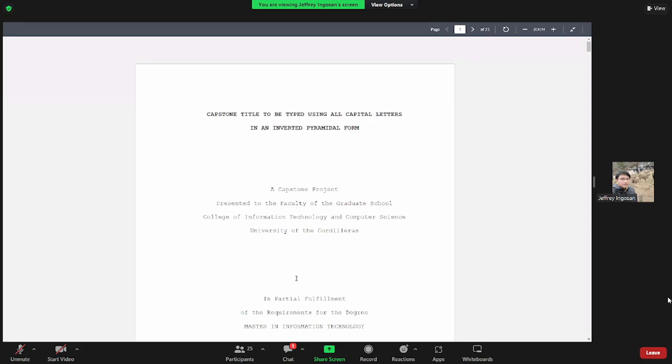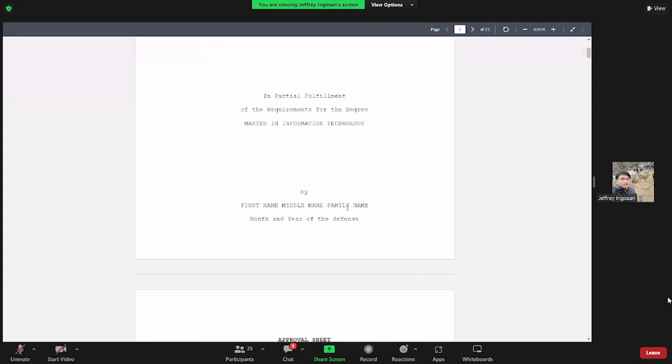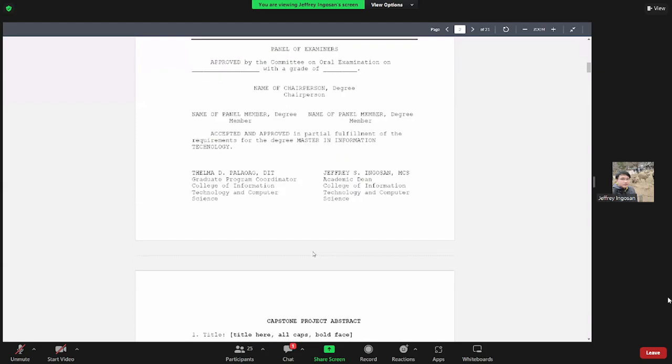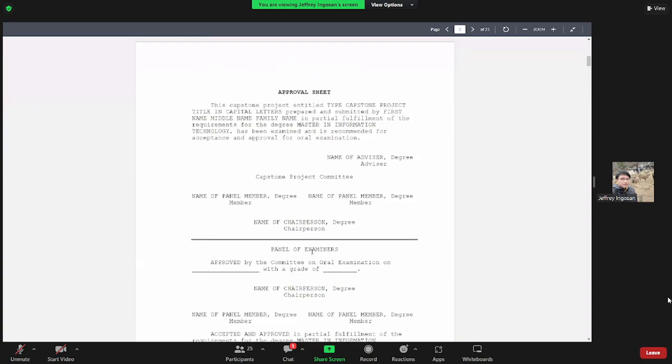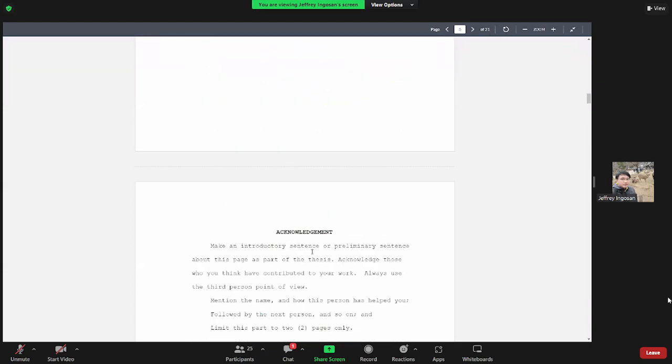The approval sheet is single space. And the abstract is single space. The entire manuscript is double spaced except for approval sheet and abstract. These are the only two parts of the manuscript that should be written in single space. All the other pages, all the other parts are all double space. So the title page is double space, and starting with the acknowledgement up to the last page, all double spaces. So that should be clear.